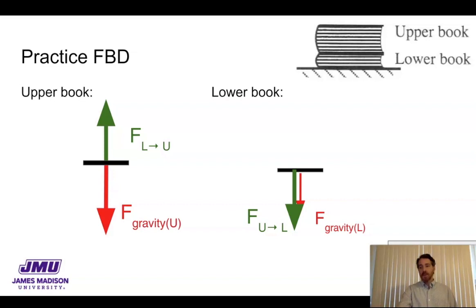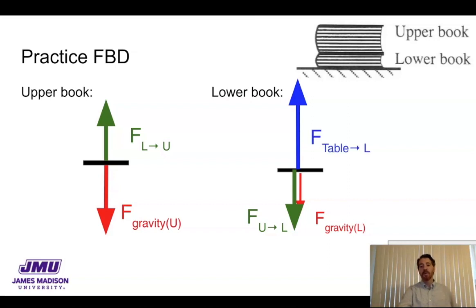The lower book has one more force acting on it. It is not falling, so it must have something holding it up, and that is whatever that is, the table or the floor or whatever it is. And I'm going to make that bigger so that it looks like it's big enough to counteract the gravitational attraction of the lower book to the earth, but also that extra pressing down of the upper book on it.